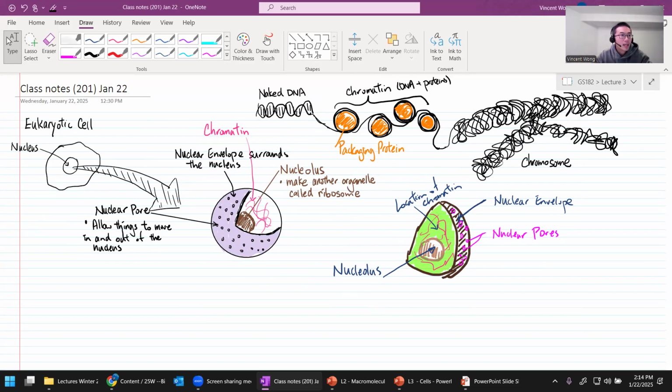All right. I have a question. Naked DNA and protein make chromatin, and many chromatin together make chromosome. So chromatin and chromosome are basically the same, but it's compacted even more, right? Like sewing threads, right?